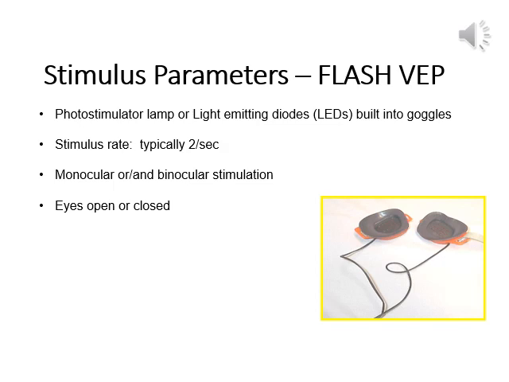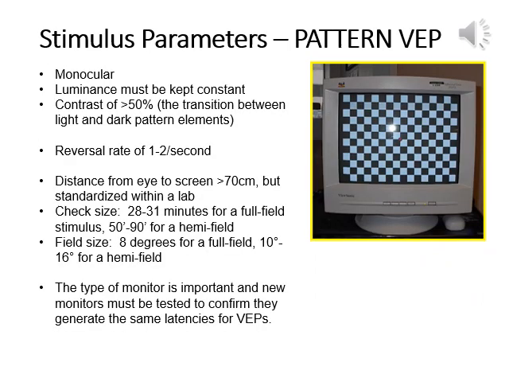The stimulation rate is typically 2 per second, and one eye or both eyes can be stimulated, and the eyes can be open or closed. The pattern reversal VEP is typically presented on a monitor that's placed in front of the patient. As I previously mentioned, we usually look at monocular pattern VEP recordings if possible, if the patient is cooperative for that.